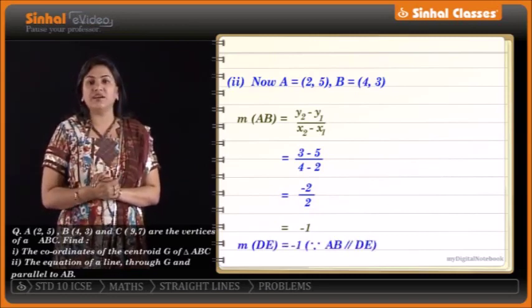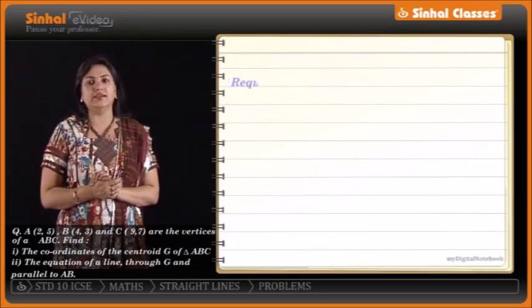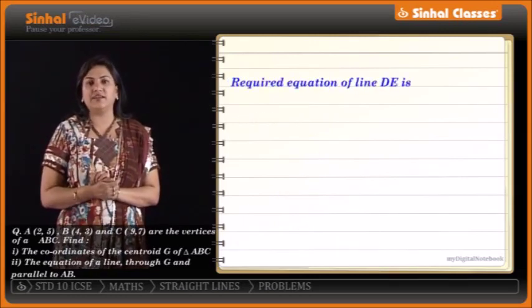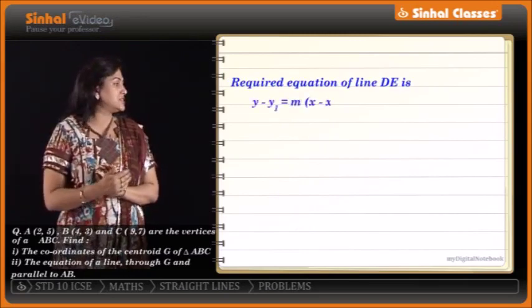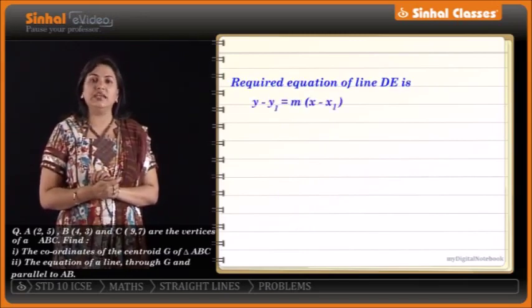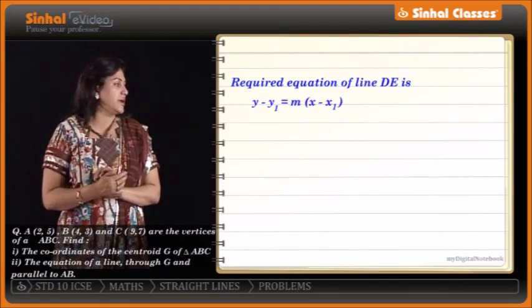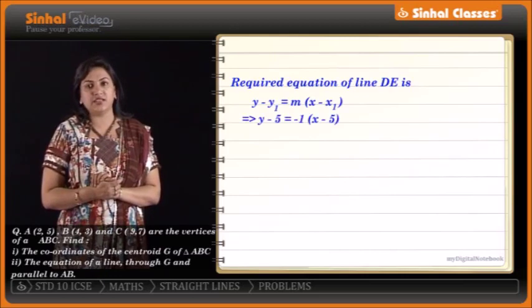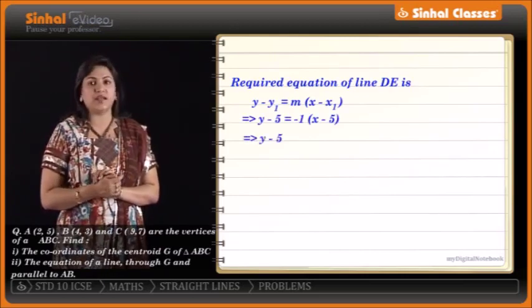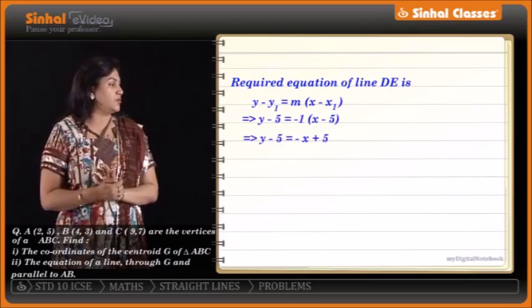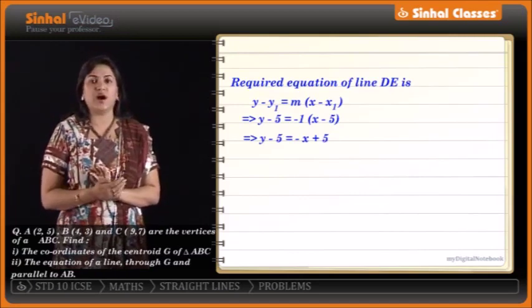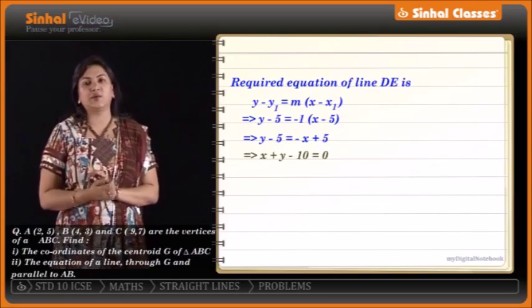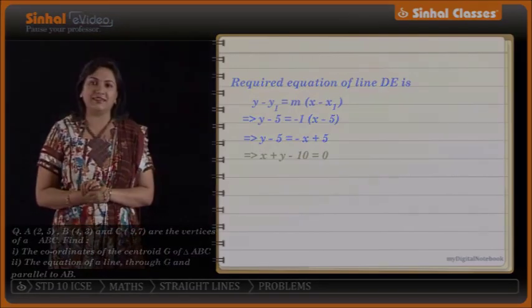Now the required equation of the line DE is y minus y1 is equal to m into (x minus x1). That is y minus 5 equals minus 1 into (x minus 5). We get y minus 5 is equal to minus x plus 5. Take x and y's on one side. x plus y minus 10 is equal to 0 is the required equation of the line.